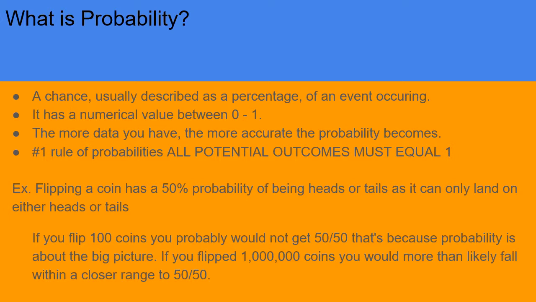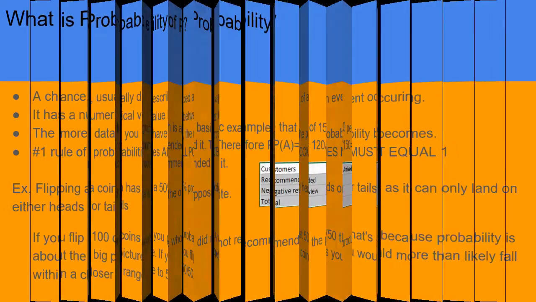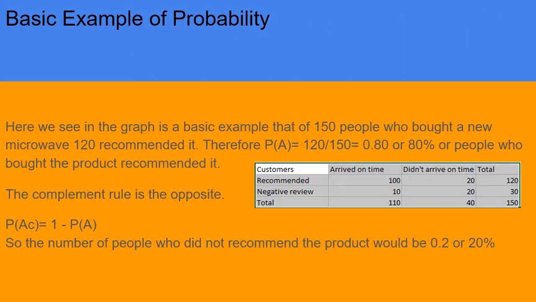If you flip a coin, there's a 50% chance yes, 50% chance no. Those are the only two outcomes. If you flip 100 coins, you might not get 50-50, but every time you flip a coin, it's a 50% chance yes, 50% chance no. That's a basic example of a probability.